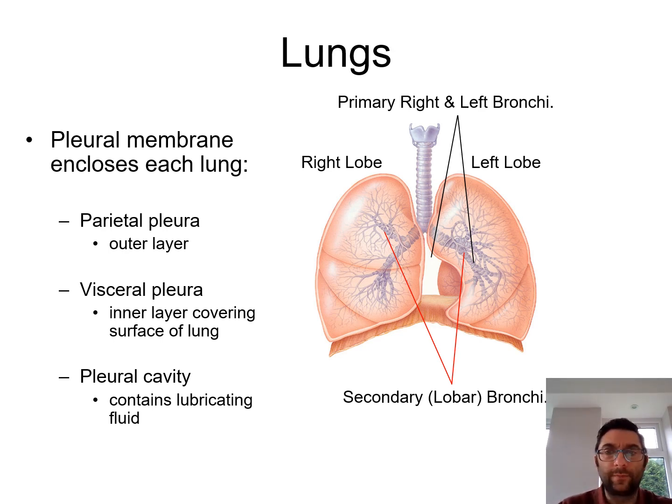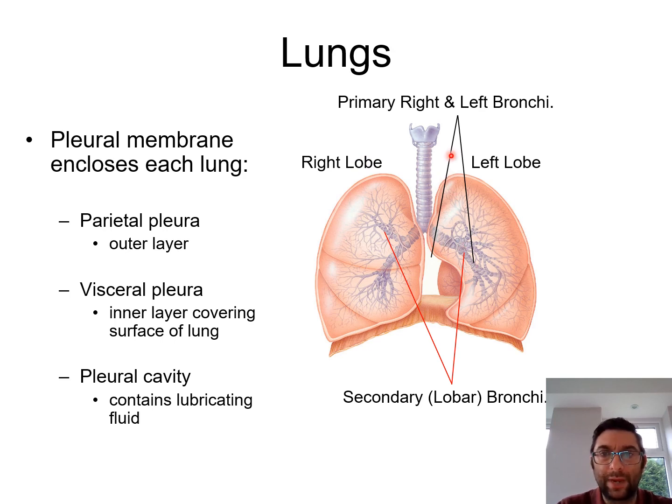Okay then, on to the lungs. So we've gone through the trachea, the pharynx, the larynx, and now we're down into the lungs themselves. So first of all, as we get down to the bottom of the trachea and the bronchi, we split into the secondary bronchi, which are these structures here. So you've got the right lobe and the left lobe.